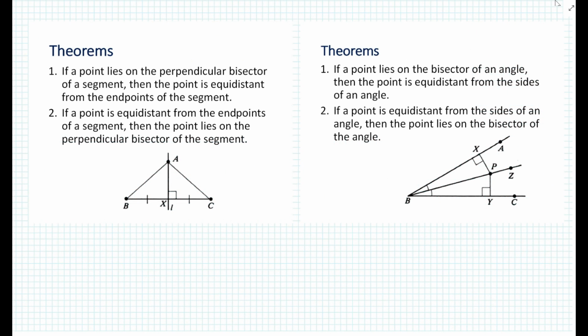So in today's lesson, we learned the following 4 theorems. Number 1, if a point lies on the perpendicular bisector of a segment, then the point is equidistant from the endpoints of the segment. The converse of that statement is if a point is equidistant from the endpoints of a segment, then the point lies on the perpendicular bisector of the segment. Then pertaining to angles, we learned the following theorems. If a point lies on the bisector of an angle, then the point is equidistant from the sides of an angle. And the converse of that is if a point is equidistant from the sides of an angle, then the point lies on the bisector of the angle.